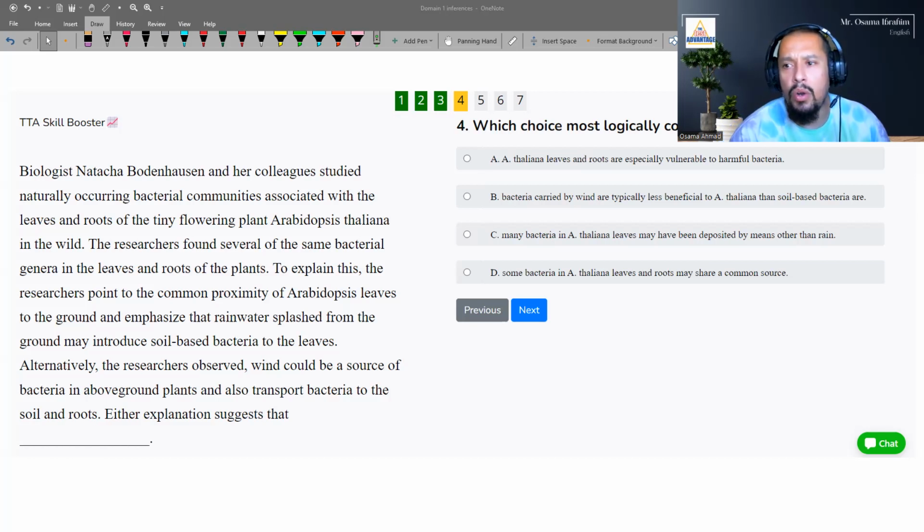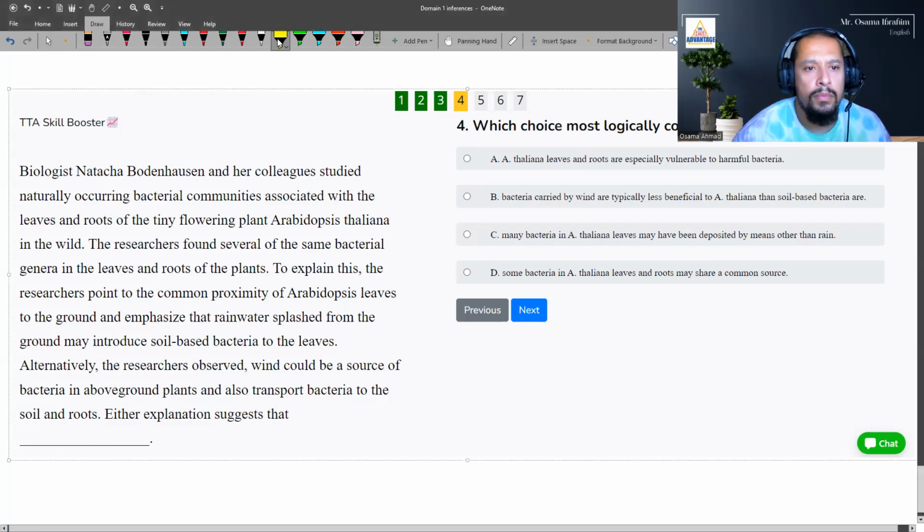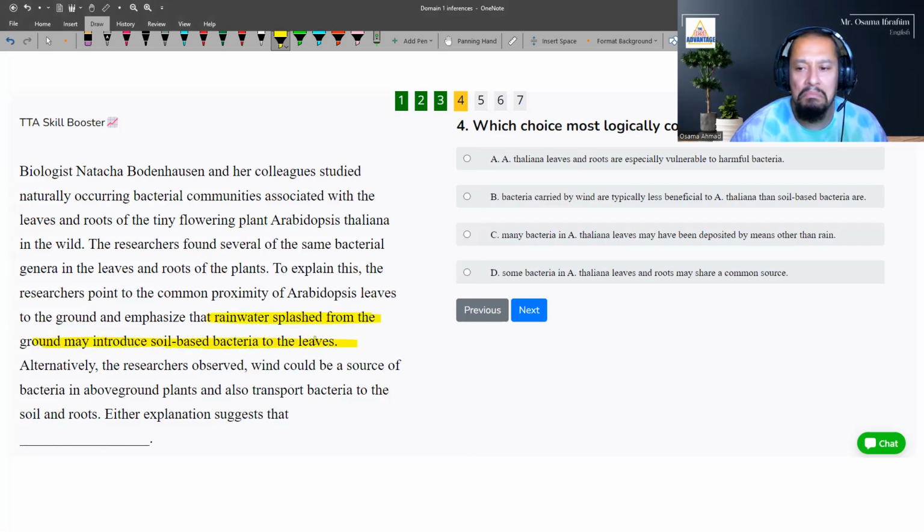Let me ask Omar. Omar, you told me answer D. What support do you have for answer D? He said that some bacteria in Italian leaves and fruits may share a common source. Researchers pointed to a common source, rainwater, and emphasized that rainwater splashed from the ground may introduce soil-based bacteria to the leaves. That means that they may share a common source. You know? Yeah, I do know.